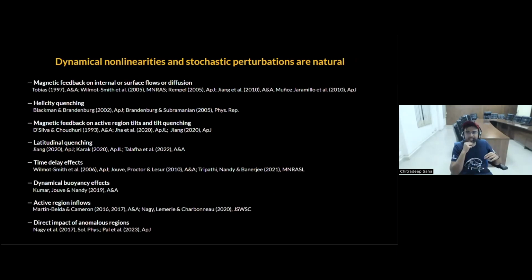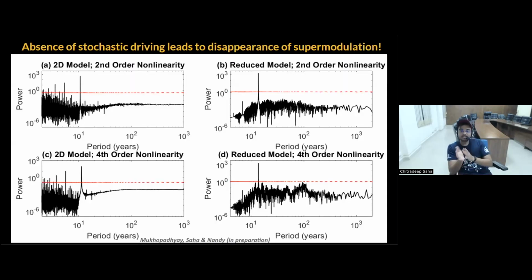In this slide, I list a couple of references which summarize these nonlinearities and stochastic perturbations which play out in the sun, along with some of the relevant studies. I will not talk much about the technical details. Let's have a look here. What you're looking at on the top panel is the periodogram analysis of power stored in various frequency channels, where you see a sharp peak around the 10 or 11-year periodicity, generated from a 2D model with a second order of nonlinearity.